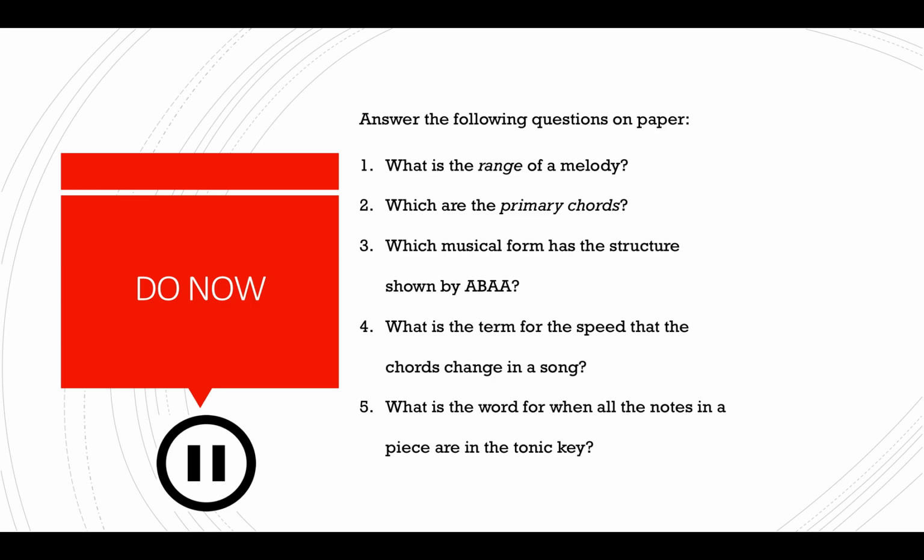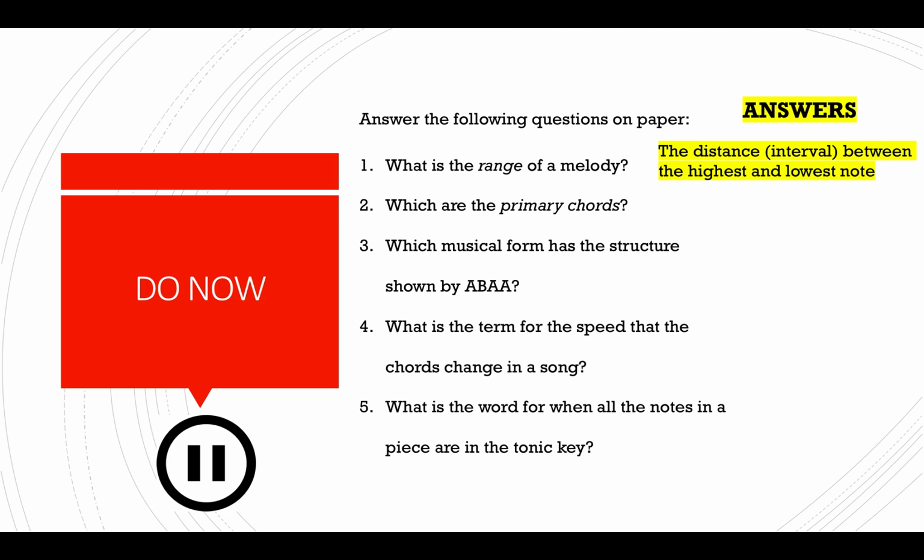So hopefully you've had a chance to write the answers to these down. Let's go through some of these answers. A range in a melody is the distance between the highest and lowest note. Primary chords, we looked at these last week in the composition lesson, are chords 1, 4 and 5. That was 1, 4, 5 and then 1 again.